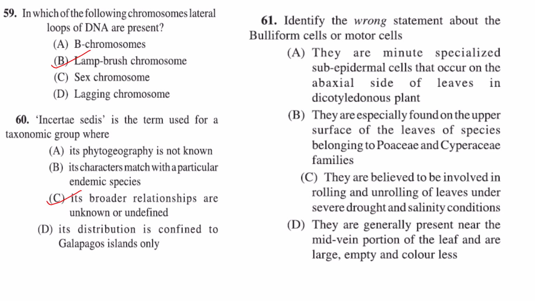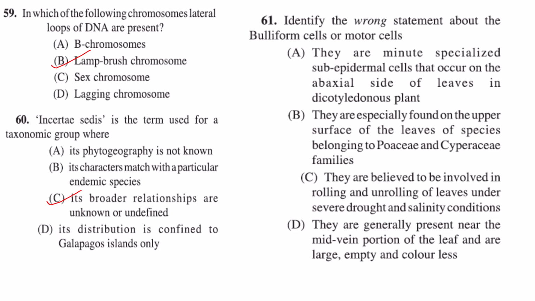Its phytogeography is not known. Phytogeography is the geographic distribution of plants. That is, you study the geographic distribution of plants. So Incertae sedis is not involved there. Its characters match with a particular endemic species, and endemic species are found in a particular geographic region, so it is not related there also. Its distribution is found in the Galapagos Island. That is also not correct. So answer is option C.